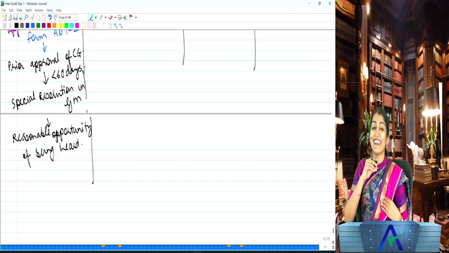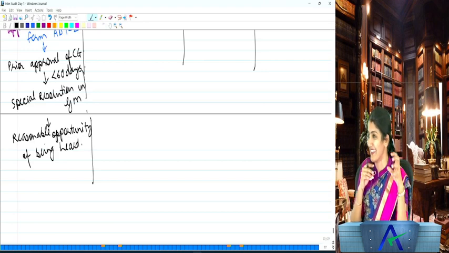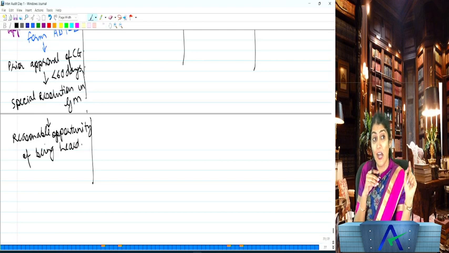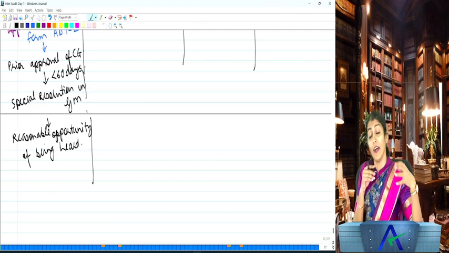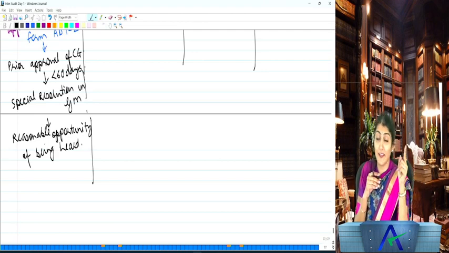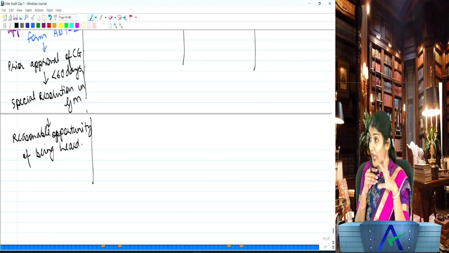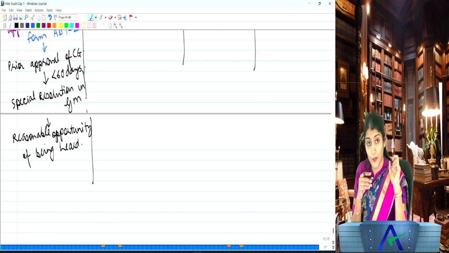So reasonable opportunity of being heard. Right now you say at this moment you can decide, but the execution will take 3 months. Are you understanding? Board resolution, then application to CG, then approval of CG, then special resolution in general meeting, and opportunity of being heard. Are you all with me?